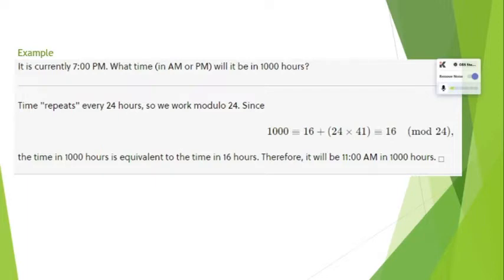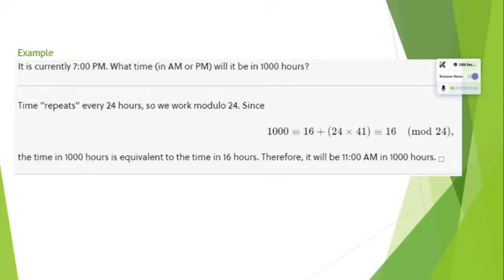Para makuha niya yung 1,000 hours, kinonvert niya yung mga sagot niya into days or hours. So, the time of 1,000 hours is equivalent to the time of 16 hours. Therefore, it will be 11 a.m. in 1,000 hours. Okay?